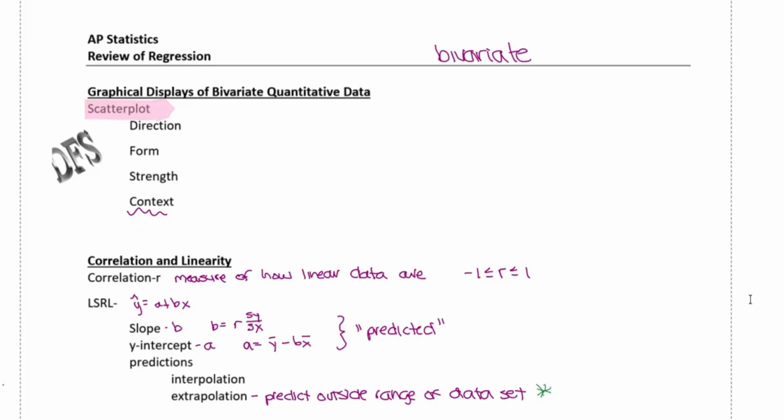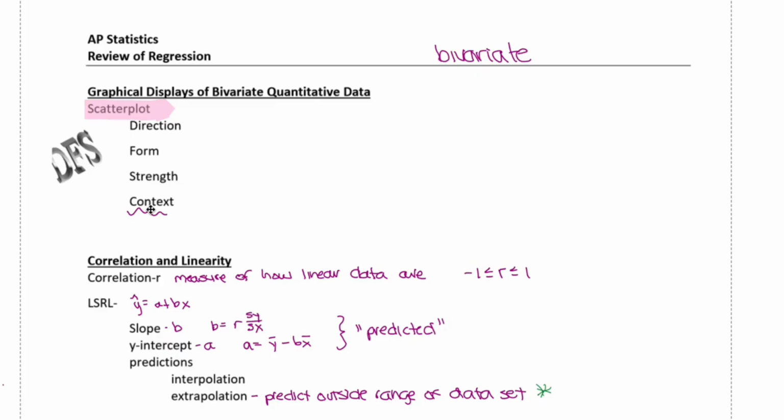Graphical display of bivariate quantitative data. We use scatterplots a lot. So what does a scatterplot contain? Whenever you're describing a scatterplot, you will use direction, form, strength, and context. Context is pretty important. You have to make sure that your paragraph actually contains the details and, at the same time, puts them into the context of the problem.